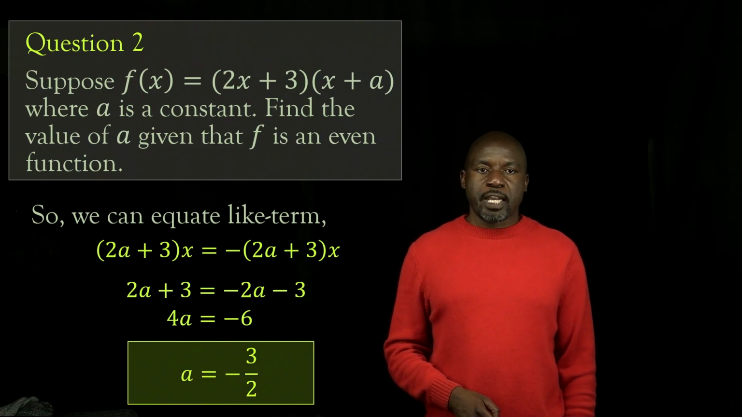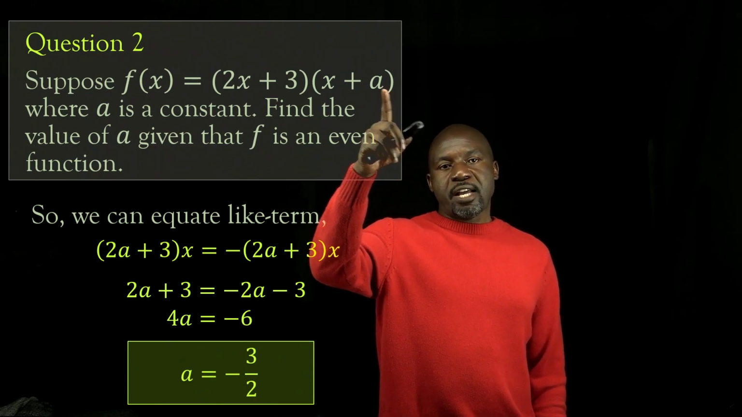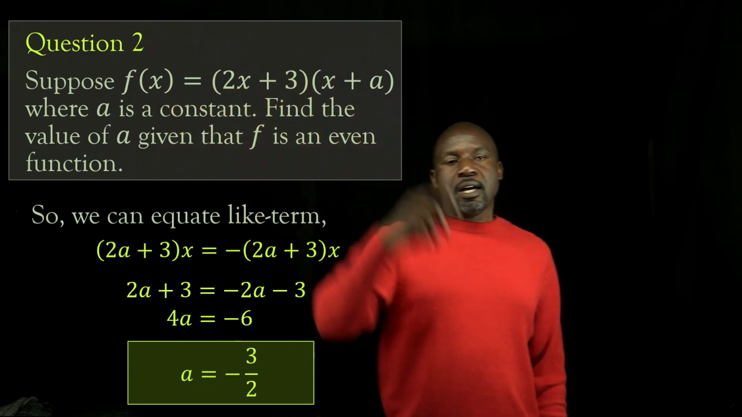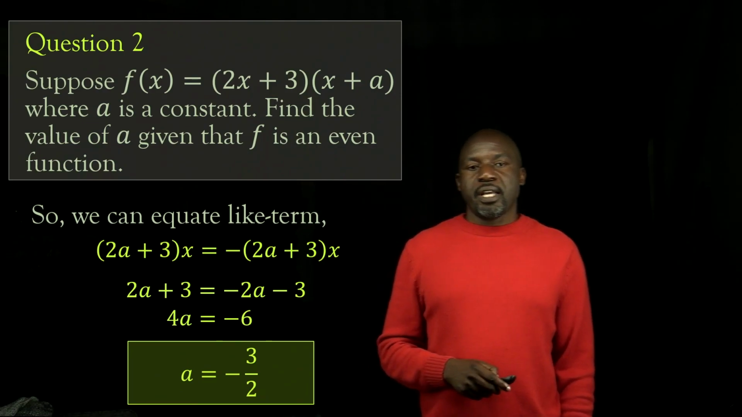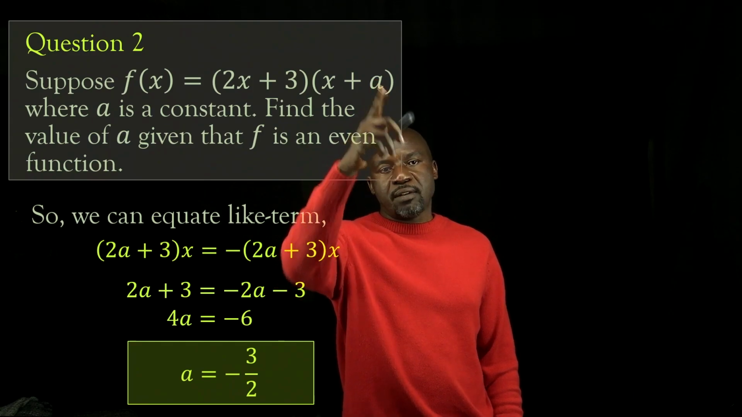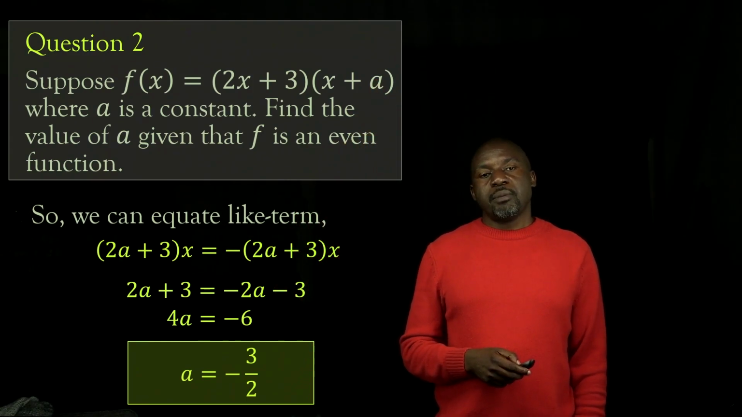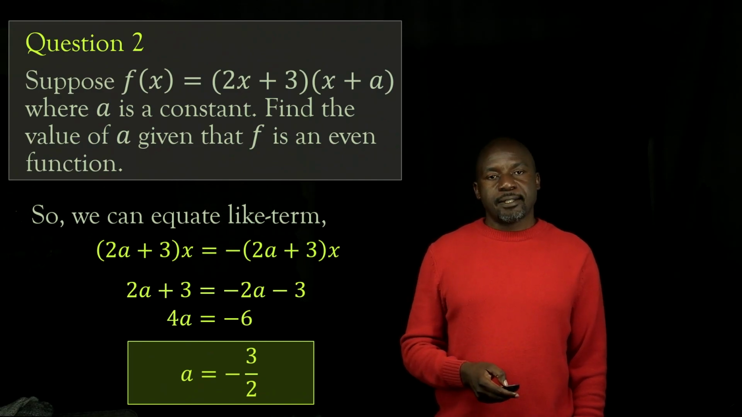So the value of a that, when we put it here, will render this an even function, has to be negative 3 over 2. And if you try to sketch the graph with negative 3 over 2 here, you will see that it is a quadratic equation which is symmetrical about the y-axis.